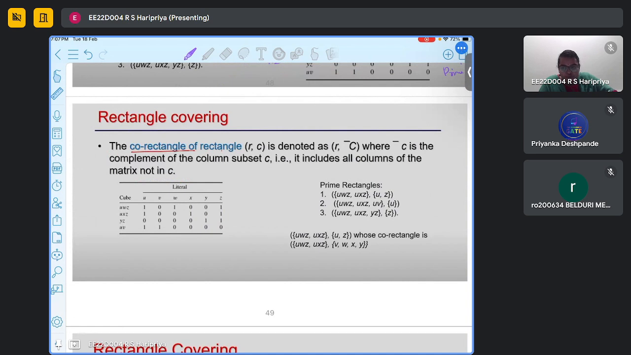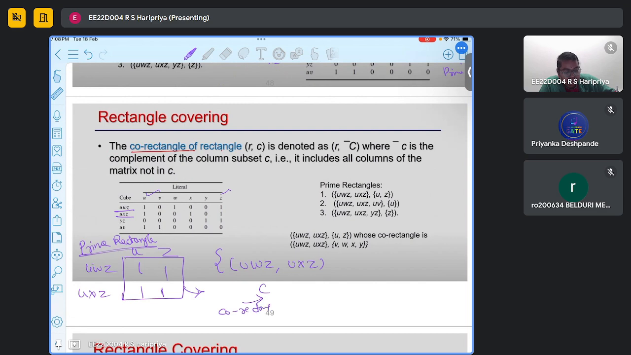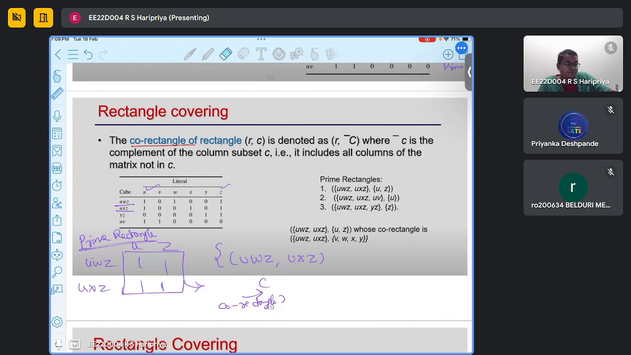And in the next rectangle covering problem, if we take UZ and UWZ, UXZ, this forms a rectangle. So this is a prime rectangle. So what is the rectangle? U W Z, U X Z. So what is the co-rectangle? It is the term excluding U and Z. So we have v, w, x and y.